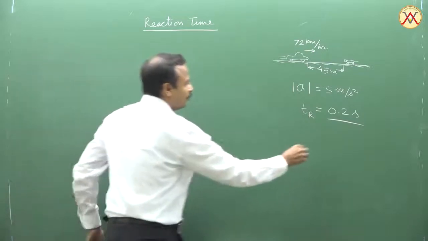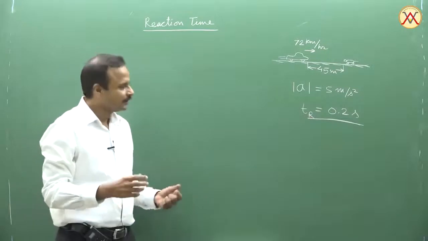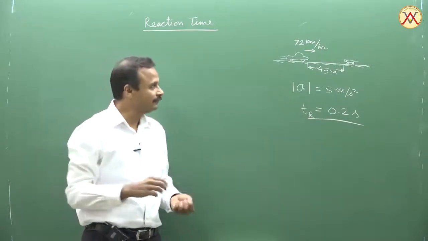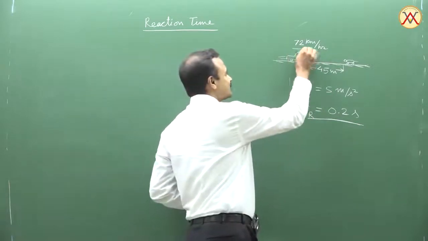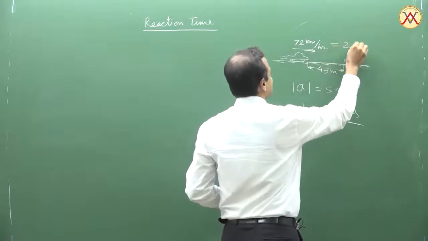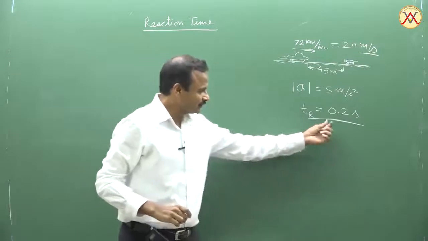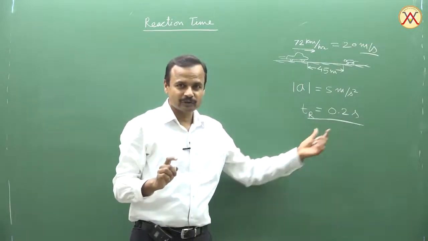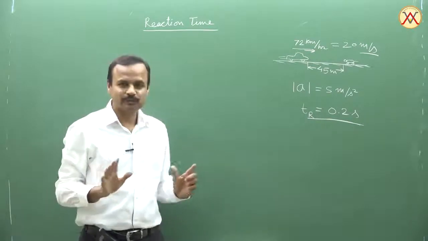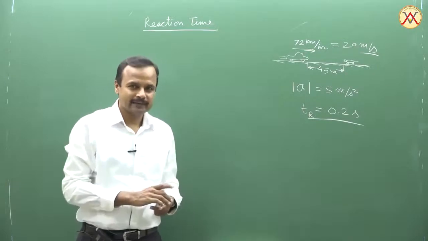See, for the first 0.2 seconds, that is during the reaction time, the vehicle will be moving with this constant speed. So of course, you can convert this to meter per second. This will be 20 meter per second. So for the first 0.2 seconds, or during the reaction time, the vehicle is moving at its original speed of 20 meter per second. Then the brakes are applied.